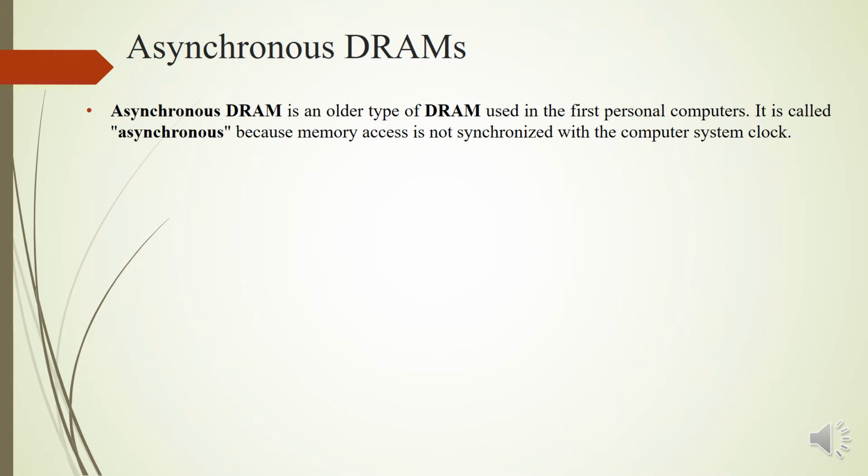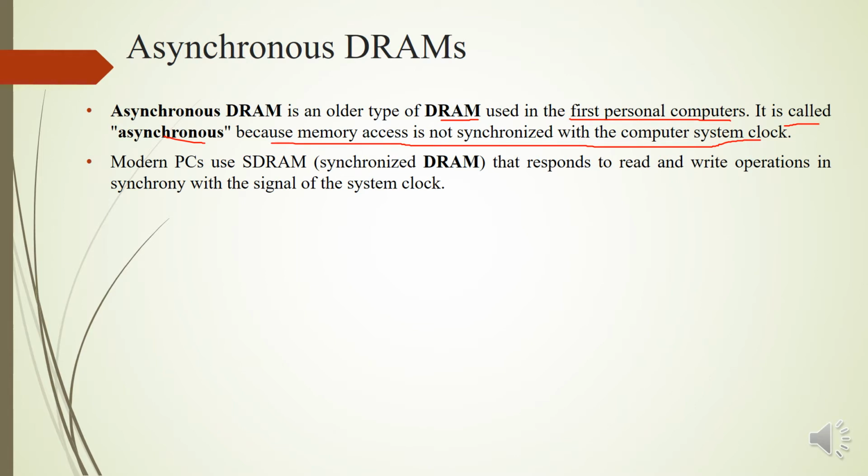Asynchronous DRAM is an older type of DRAM used in the first personal computers. It is called asynchronous because memory access is not synchronized with the computer system clock. In modern PCs, SDRAM, which is a synchronized DRAM, is used, and it responds to read and write operations in synchrony with the signal of the system clock.